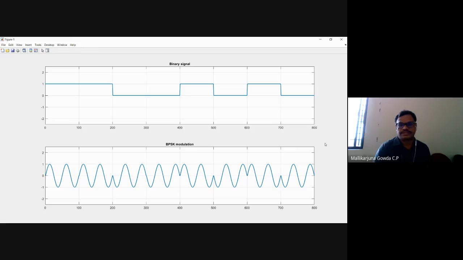Okay. So I can change this number of cycles. See, I said f is 2, right? That is why I am getting 2 cycles in 1 bit duration. This is 1 bit duration, that is 0 to 100, what I have taken here. So I'm getting 2 cycles. If I just say f is equal to 1, I will be able to show only 1 cycle of the sinusoidal signal. Okay.